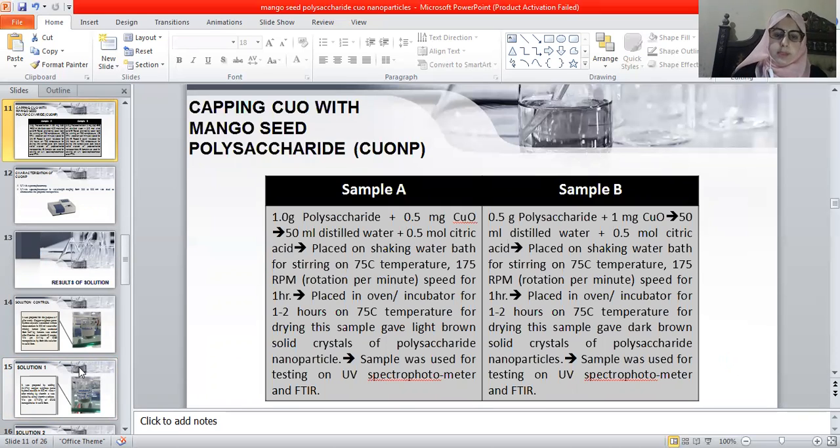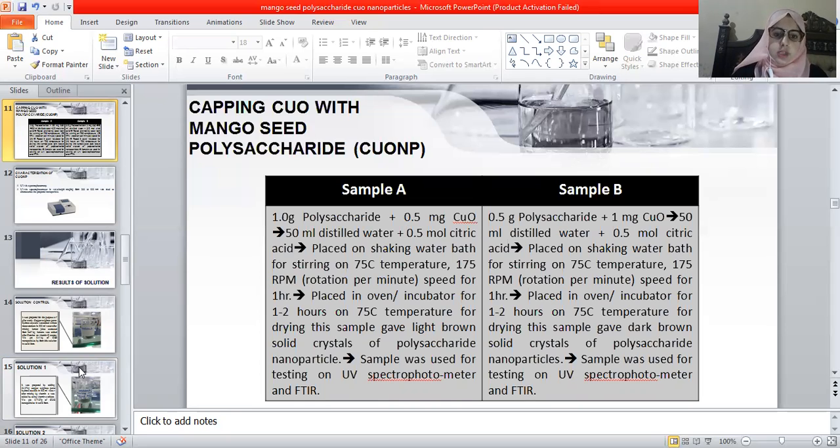There were two samples, sample A and sample B. The difference between the two samples was the ratio between polysaccharide and copper oxide. Sample A contains 1 gram polysaccharide with 0.5 milligram copper oxide, while sample B contains 0.5 gram polysaccharide with 1 milligram copper oxide. The further process was the same for both samples: the polysaccharide copper oxide ratio was added in 50 ml distilled water with 0.5 mole citric acid.